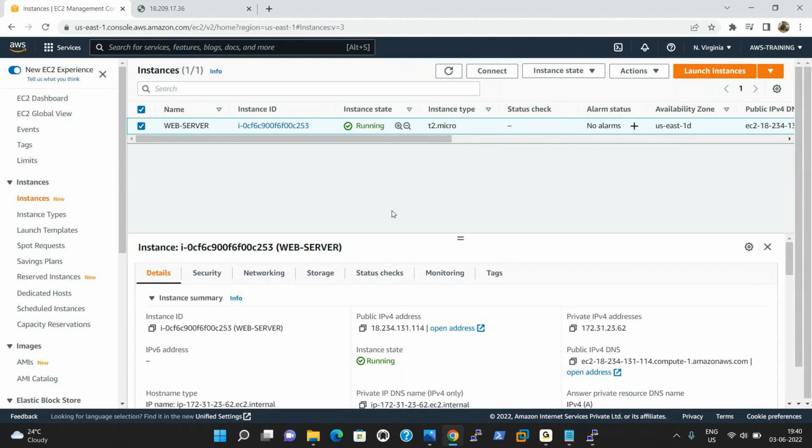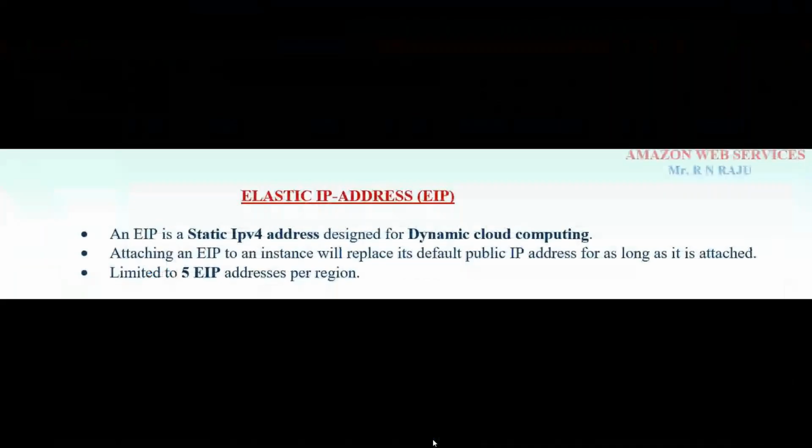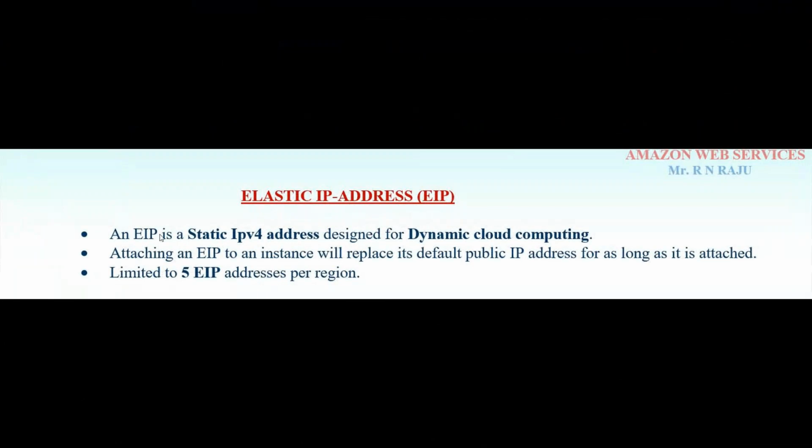Sir, how can I persist the IP address? I mean, how to fix the IP address? Then the solution is the Elastic IP address. What is the solution? Elastic IP address. An Elastic IP address is a static IPv4 address designed for dynamic cloud computing. Attaching an EIP to an instance will replace its default public IP address. So if you attach an Elastic IP address, this IP address will replace the default public IP address.